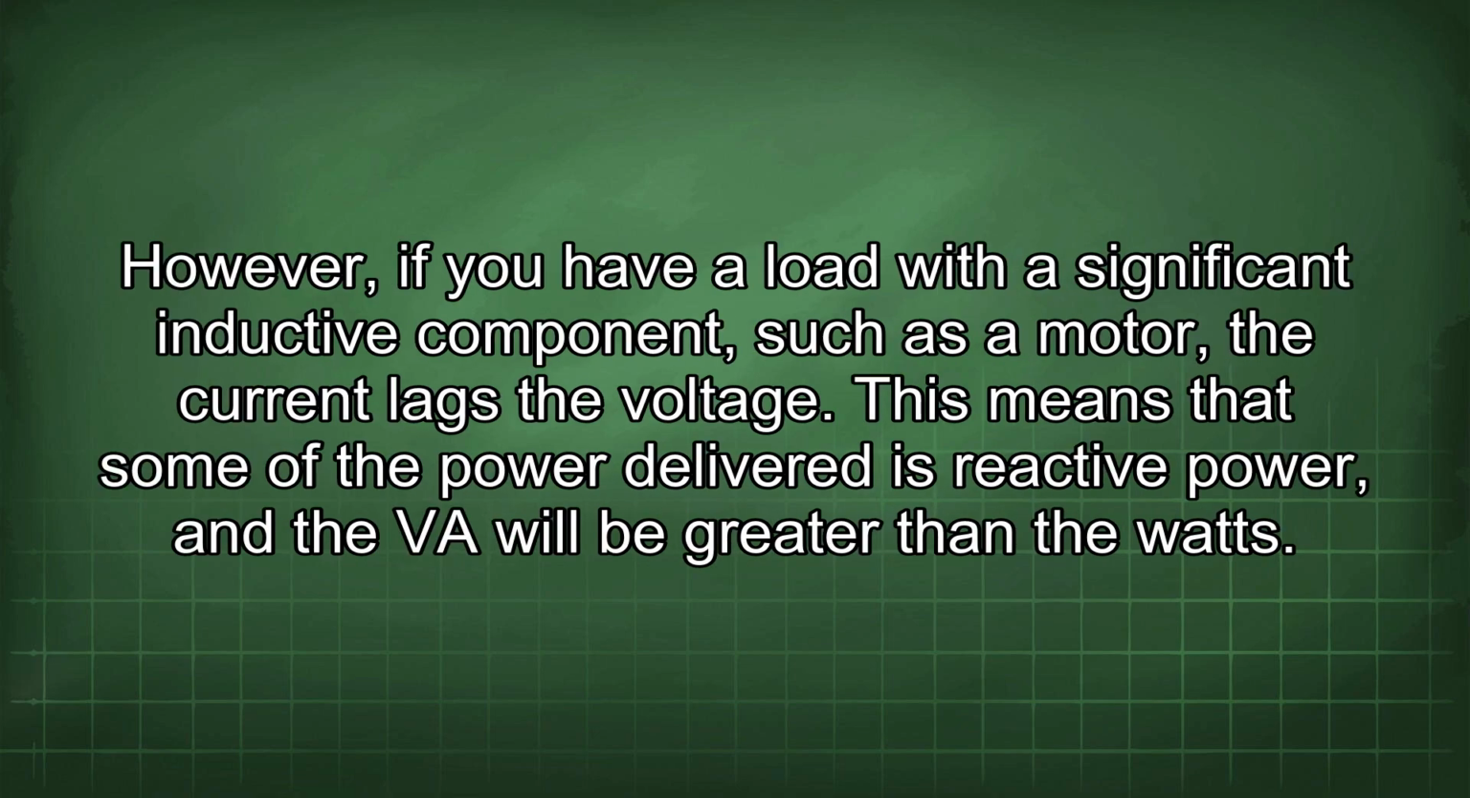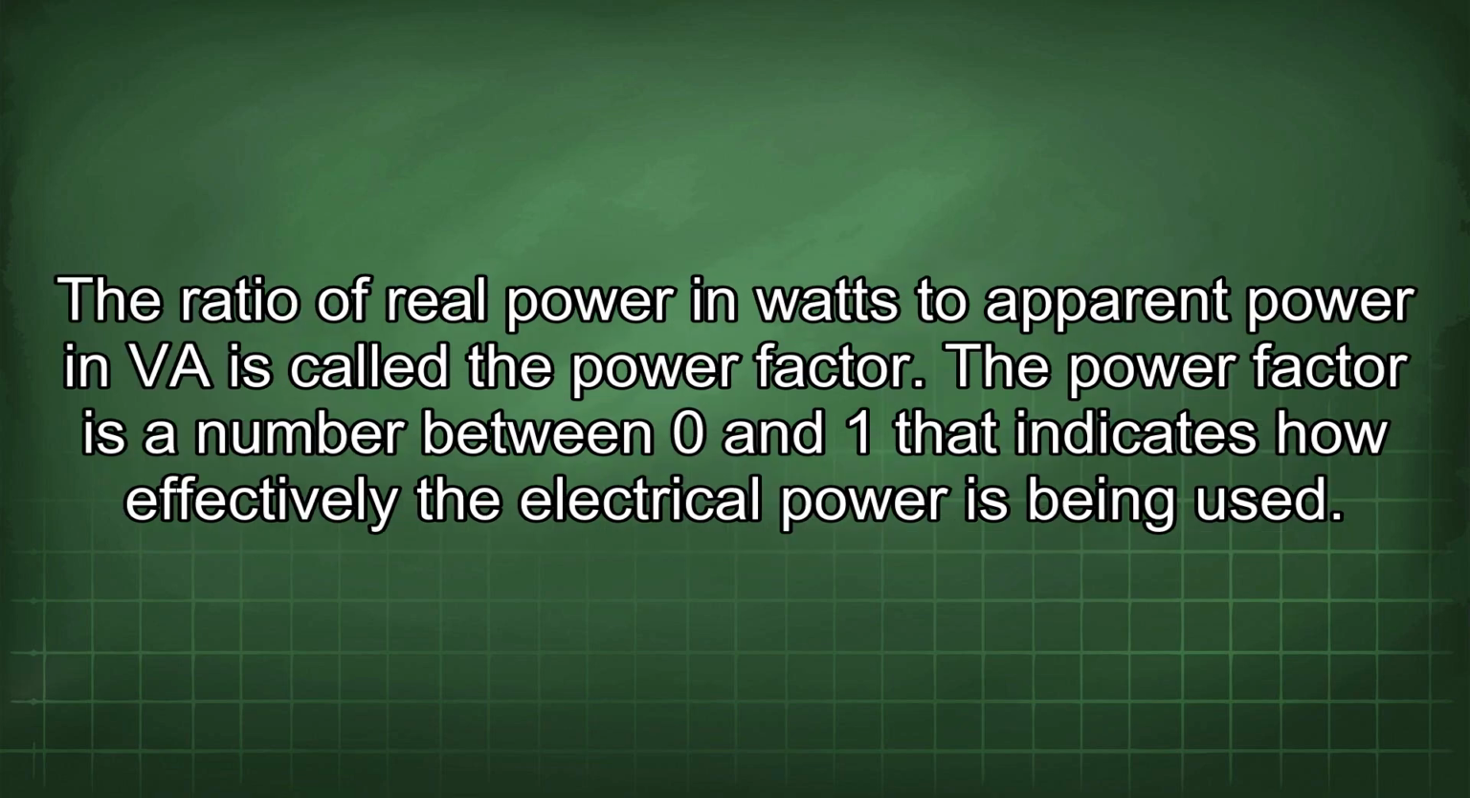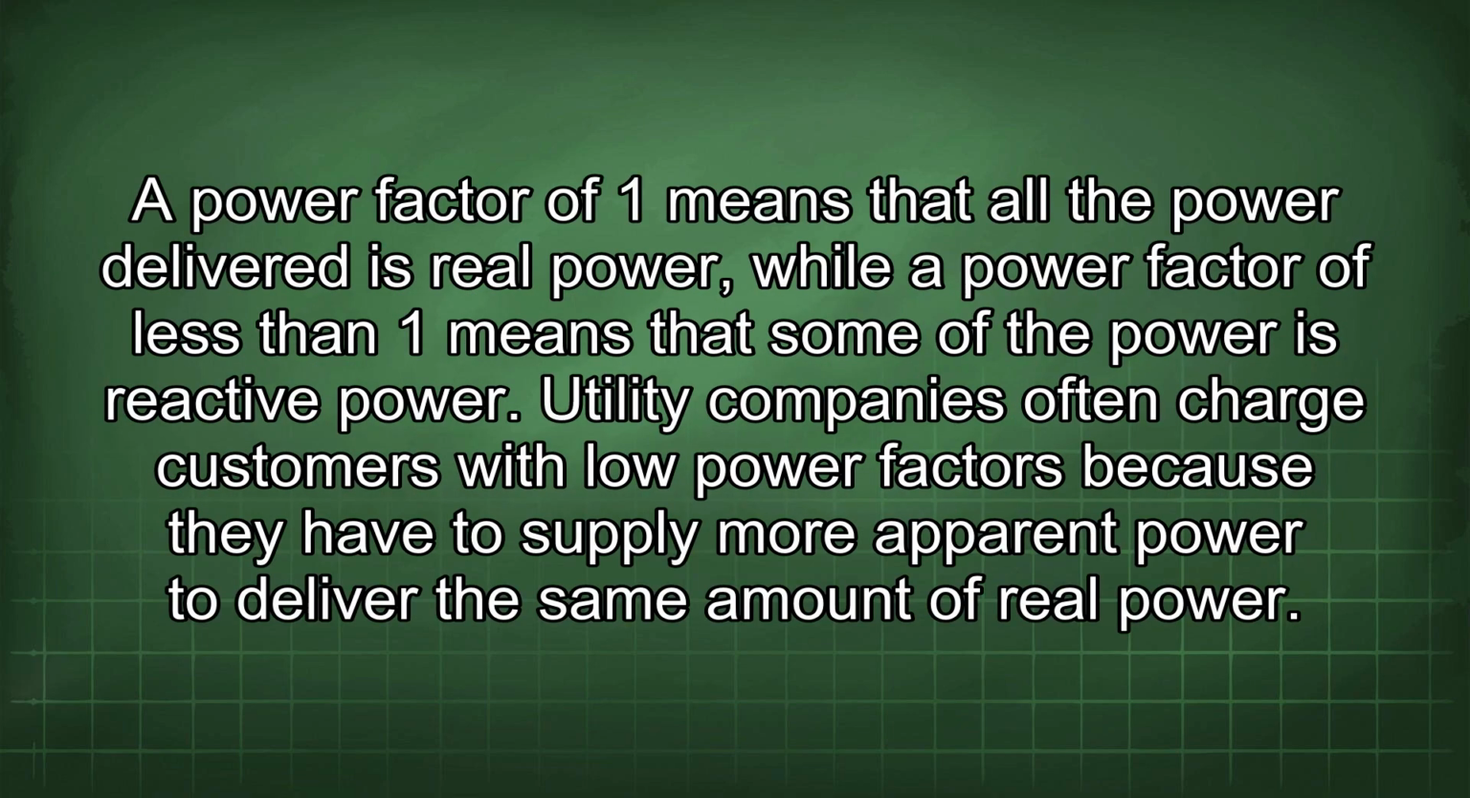However, if you have a load with a significant inductive component, such as a motor, the current lags the voltage. This means that some of the power delivered is reactive power, and the VA will be greater than the watts. The ratio of real power in watts to apparent power in VA is called the power factor. The power factor is a number between 0 and 1 that indicates how effectively the electrical power is being used. A power factor of 1 means that all the power delivered is real power, while a power factor of less than 1 means that some of the power is reactive power.